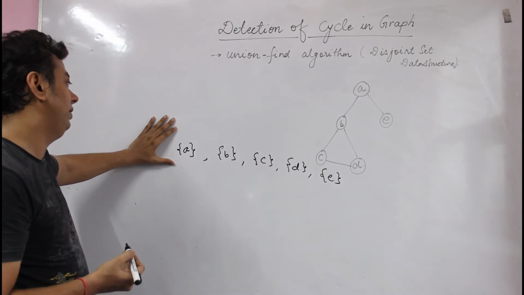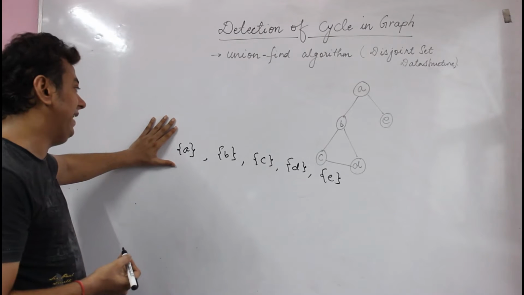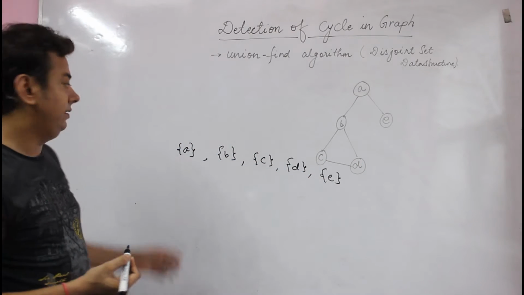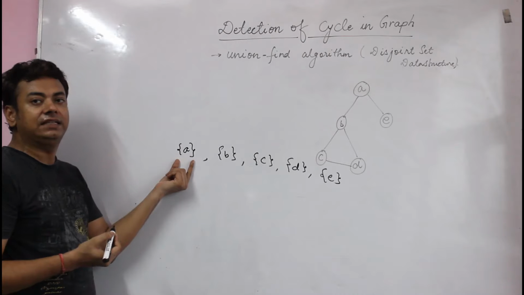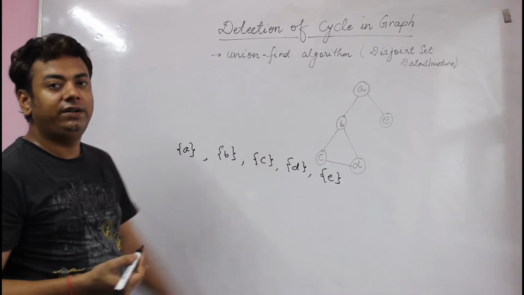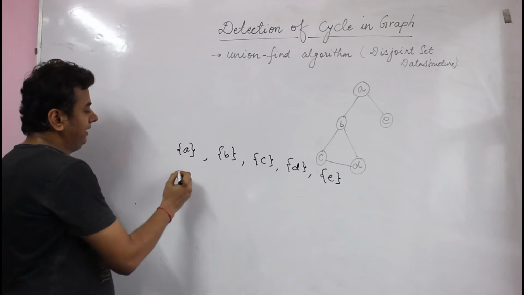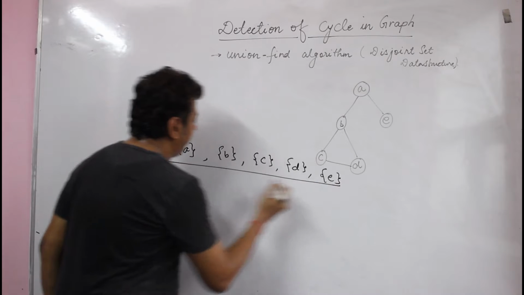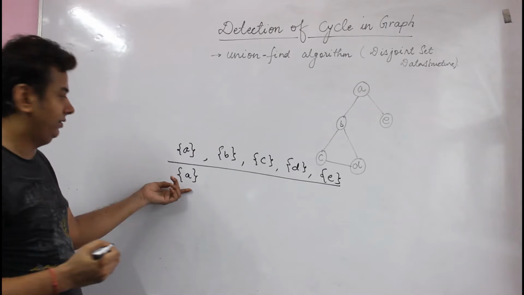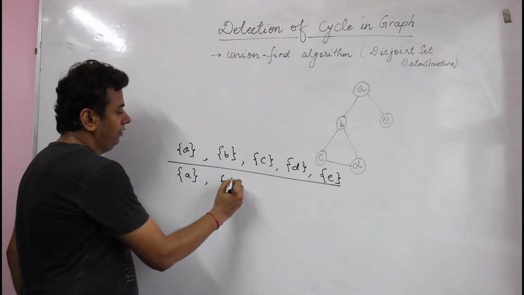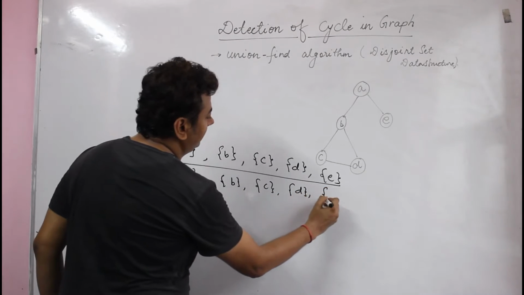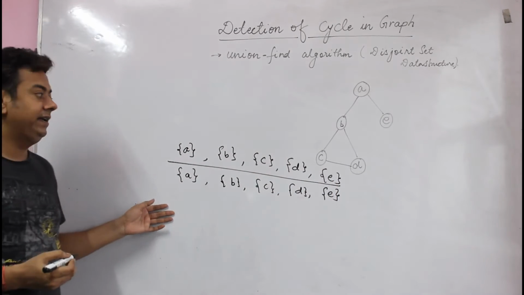Now what? We will find the parent of each of these sets. Initially the parent of each of these nodes will be itself. So the parent of A will be A itself, B itself, C itself, D itself, E itself, right?